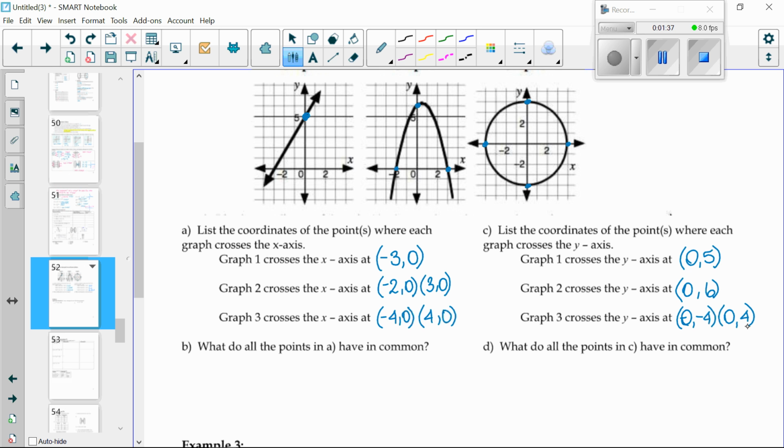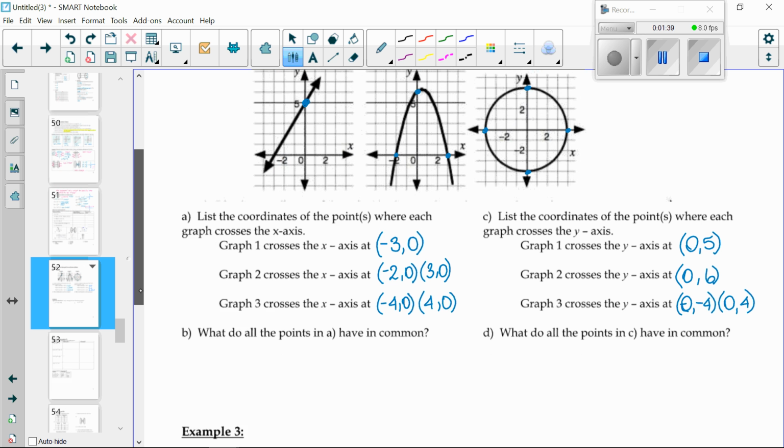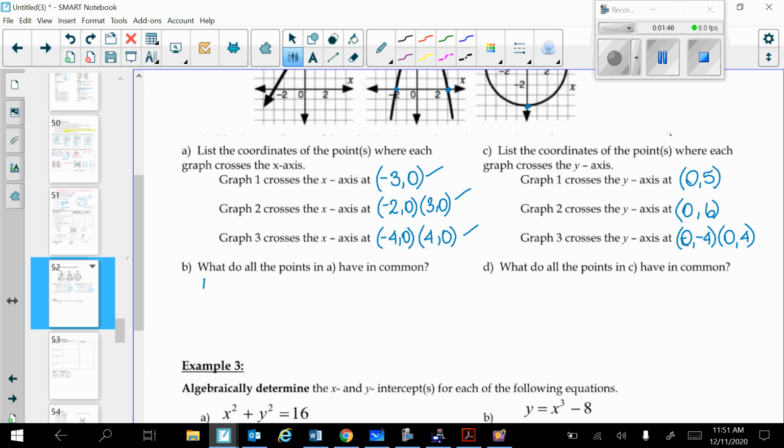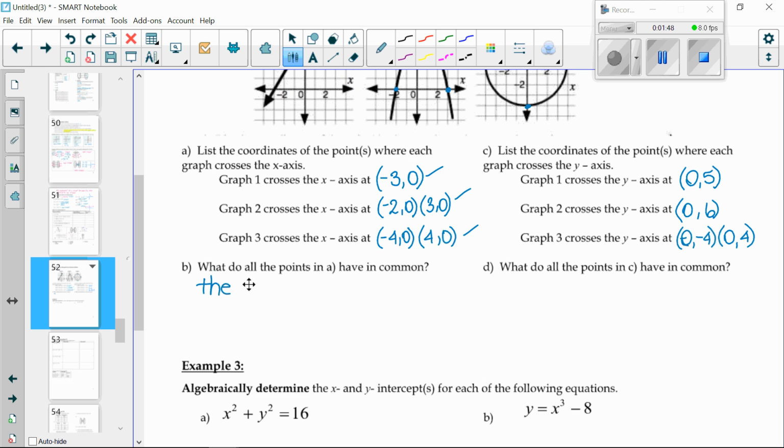So what do all the points have in common? Well, let's look at this very carefully. All of these points have a y value, so the y coordinate is 0. That means all of our points are written as x and 0.